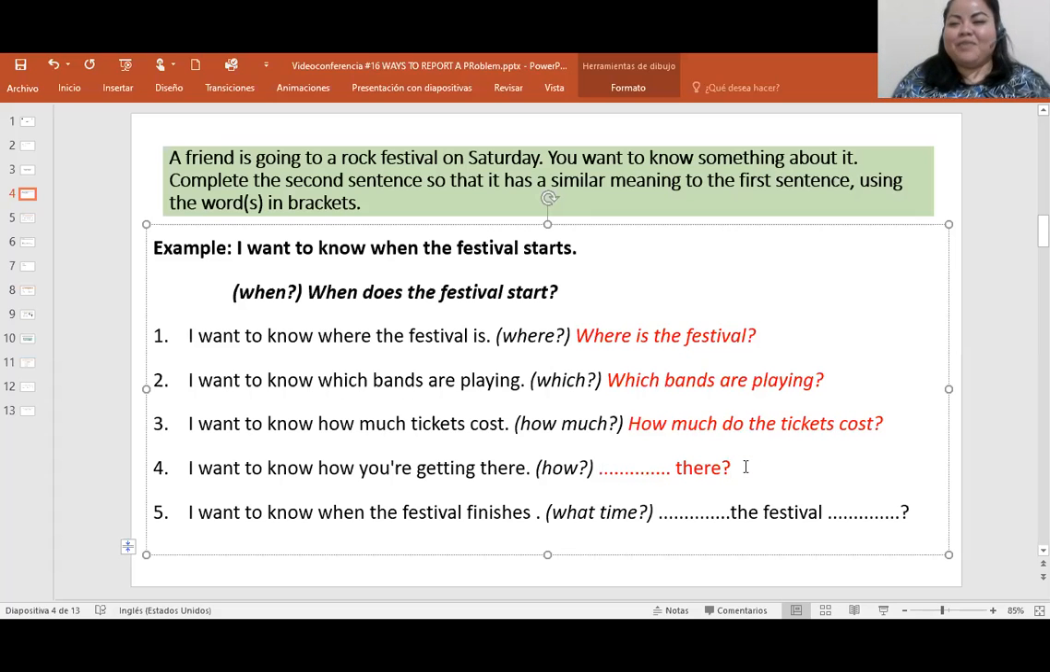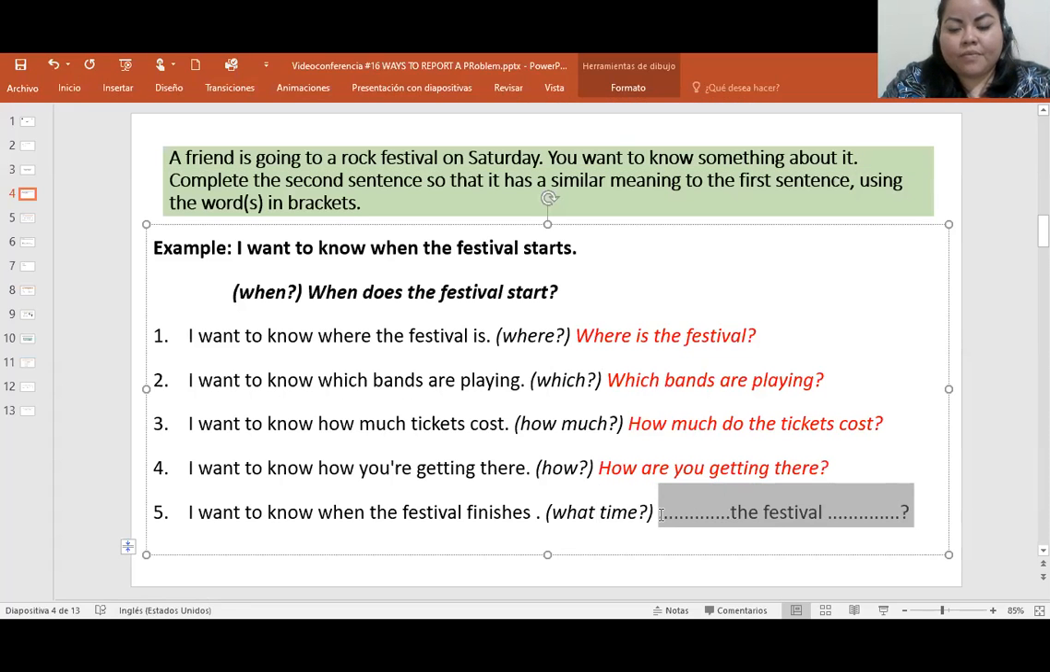Now, Sandra, what do you have in number 4? It's present progressive. How are you getting there? Very good. How are you getting there? Very good. How are you getting there? Excellent job. Very good, Sandrita. Angie, number 5.